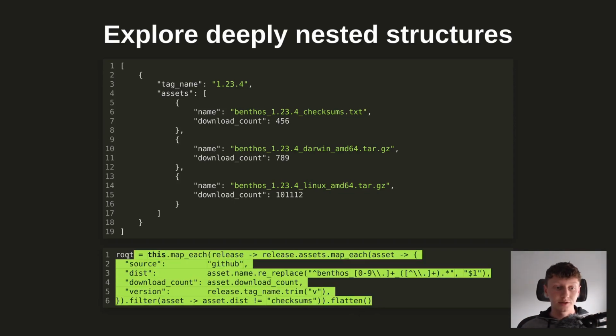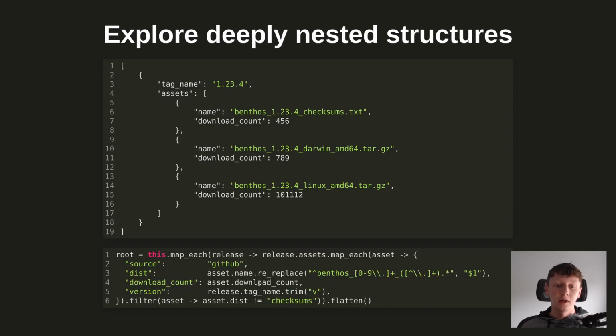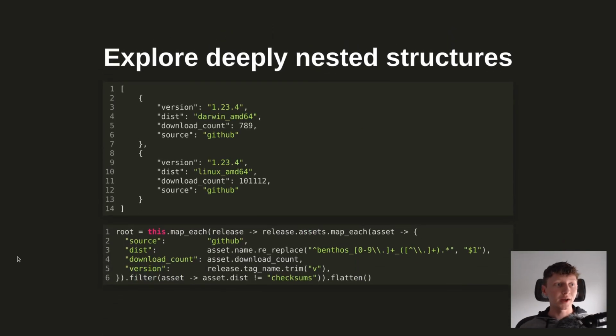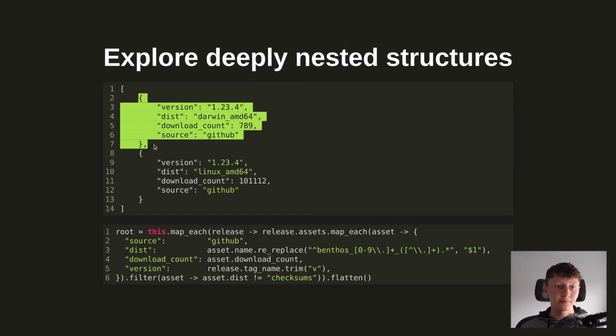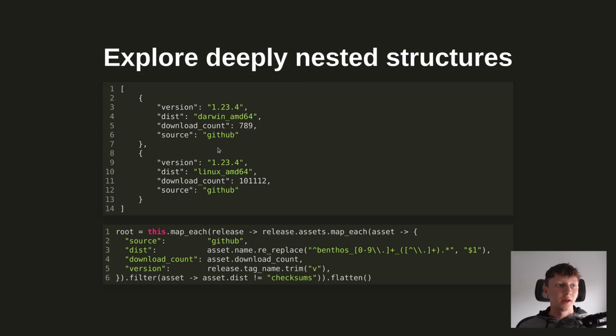So this is a real Bloblang mapping that I actually use. I'm not going to dig into that line by line, but there's stuff like regular expression replacements and a bit of trimming here as well. It's mostly just a bit of filtering, and manipulating objects and arrays. And this is what I get out. So it's just an array of objects now, and it's much easier to work with.